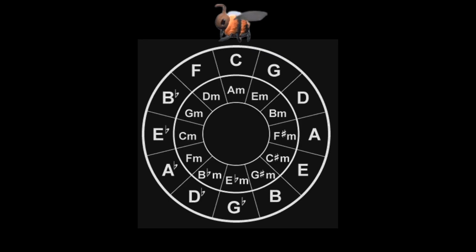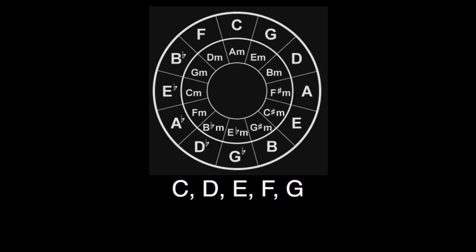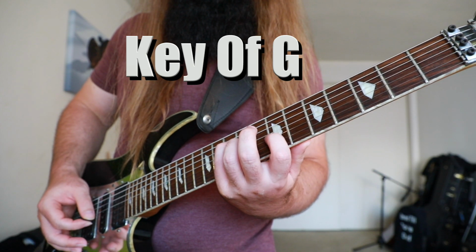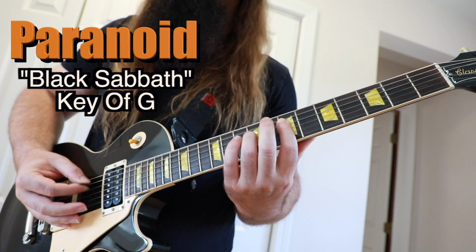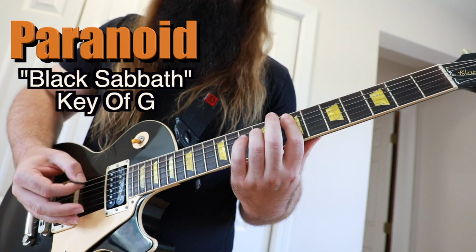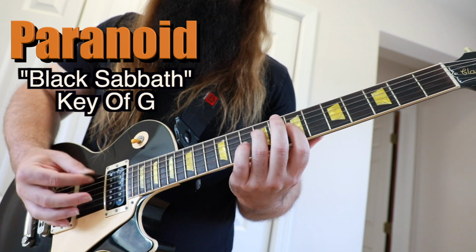Easy money. Next, let's proceed in a clockwise direction around the circle. Count up 5 notes from C to find the next key. C, D, E, F, G. So G major is our next key.